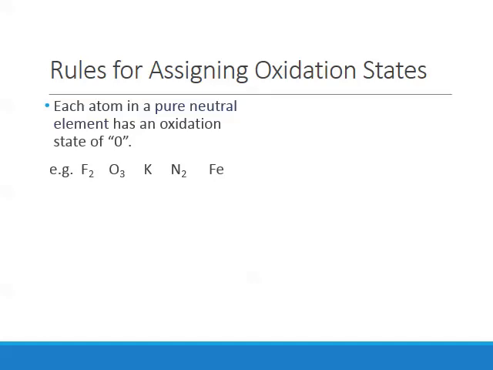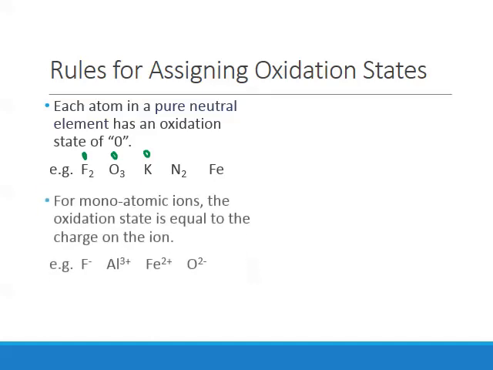The first rule says if you see an element, a pure neutral element, then the atoms in that element will have an oxidation state of 0. And notice it doesn't matter whether there's a subscript or not. Diatomic elements like fluorine or nitrogen, every fluorine atom there, every oxygen atom in ozone, this potassium atom, I'm going to stop trying to draw with my mouse, but in every one of those elements, the oxidation states are 0 because they're just plain neutral elements.